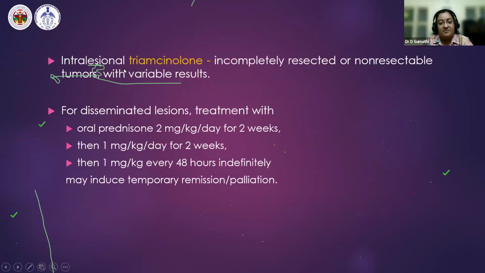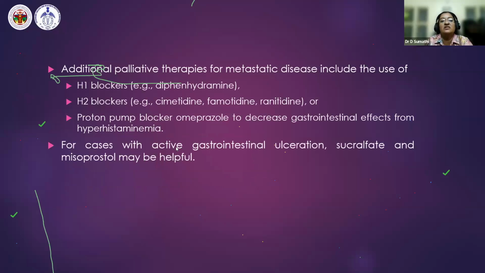A few other treatments that have been described are intralesional triamcinolone, which I haven't used, so I don't know how well it gives results. In case of incompletely resected or non-resectable tumors, intralesional triamcinolone has been used with better results. And for disseminated lesions, oral prednisolone 2 milligram per kg body weight for 2 weeks, then 1 milligram per kg per day for 2 weeks, and then 1 milligram every 48 hours indefinitely until you have a remission or until you go for further treatment. So prednisolone can be used in oral doses.